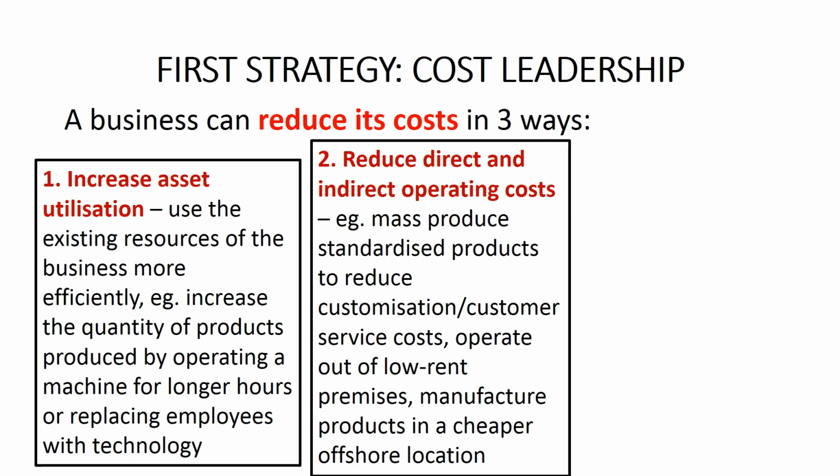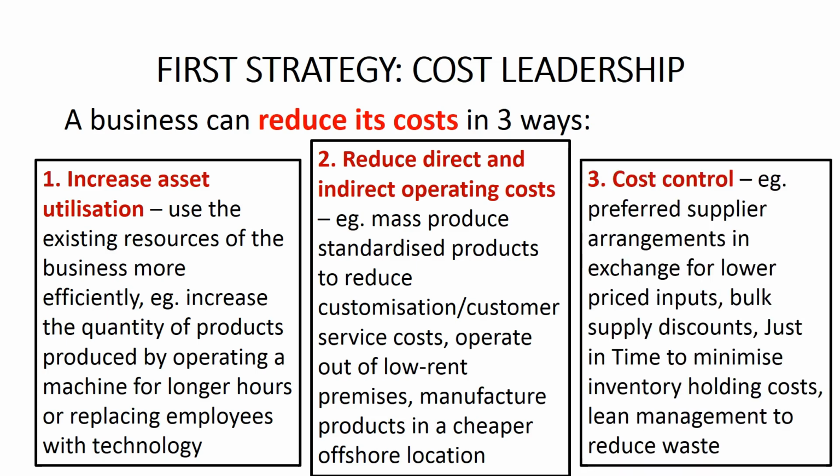Another way of reducing your operating costs is to manufacture your products in a cheaper offshore location. You'll recall that in the last outcome we looked at outsourcing manufacturing. That is where an Australian business has its product manufactured perhaps in Asia where labour rates are cheaper. Well, that's a good way of reducing operating costs. The third way in which a business can reduce its costs is by controlling its costs. That's called cost control.